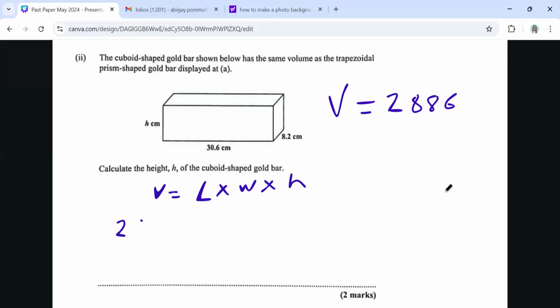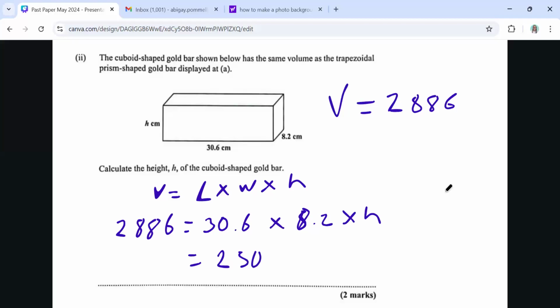So 2886 equals 30.6 times 8.2 times height. All right. Let's use our calculators. Let us multiply the 30.6 times 8.2. What do we get? 250.92. All right, times H.